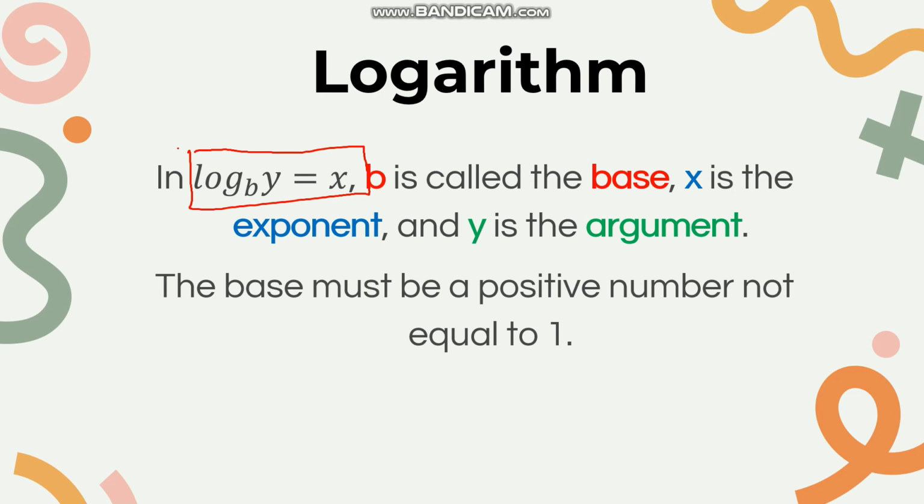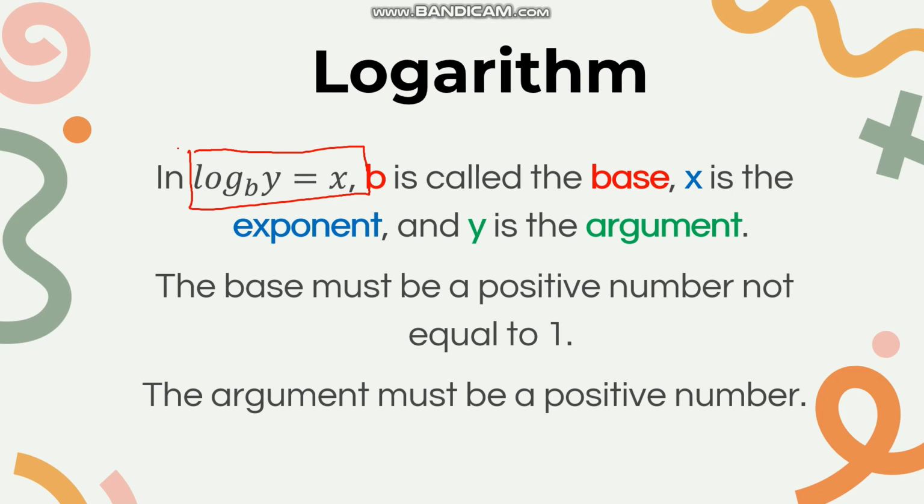The base must be a positive number, not equal to 1. This is also the same as with the exponential function, so they follow the same rule for the base. And the argument must be a positive number. When we say argument, we are referring to the exact number that we're looking for. For example, 2 raised to 4 is equal to 16. Then 16 is our argument.